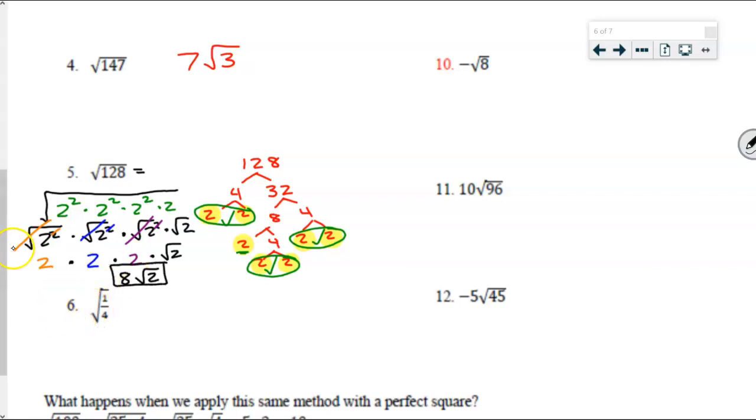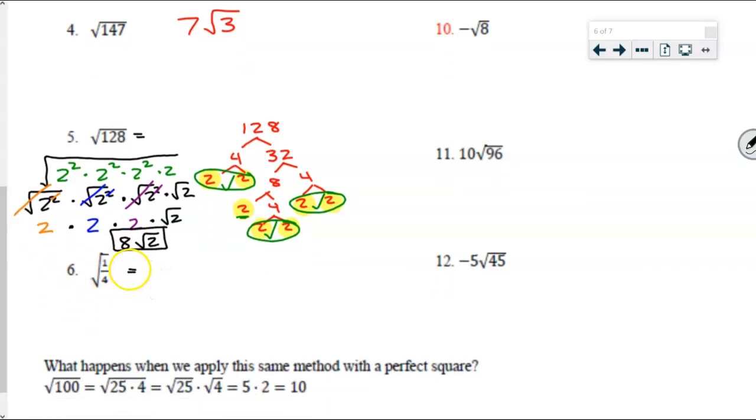A question was asked earlier, is number 6 already simplified? No. What's the square root of 1? What's the square root of 4? Break it up. And the square root of 1 is equal to 1. The square root of 4 is equal to 2. Okay.